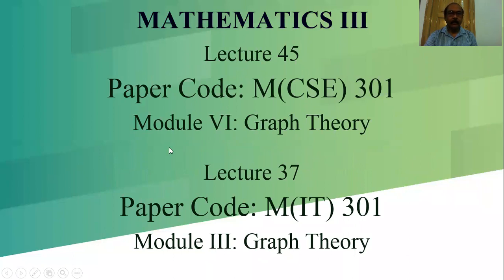Today we learn module 6 of graph theory. The topic is graph theory for MCSC 301. Module is 3 for the paper code MIT 301. Today's lecture is 45 for the paper code MCSC 301, and lecture 37 for paper code MIT 301. Module is 3 and the topic is graph theory.